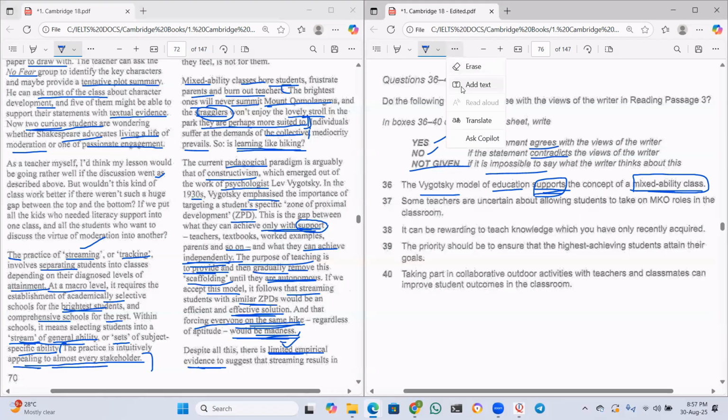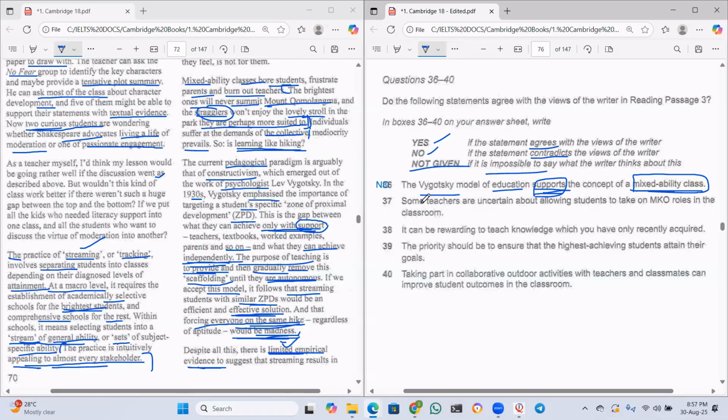So I'll write the answer here. This one should be no. The answer for 36 should be no. Okay, 36 is no. And then let's move to 37. This one was a bit easy.